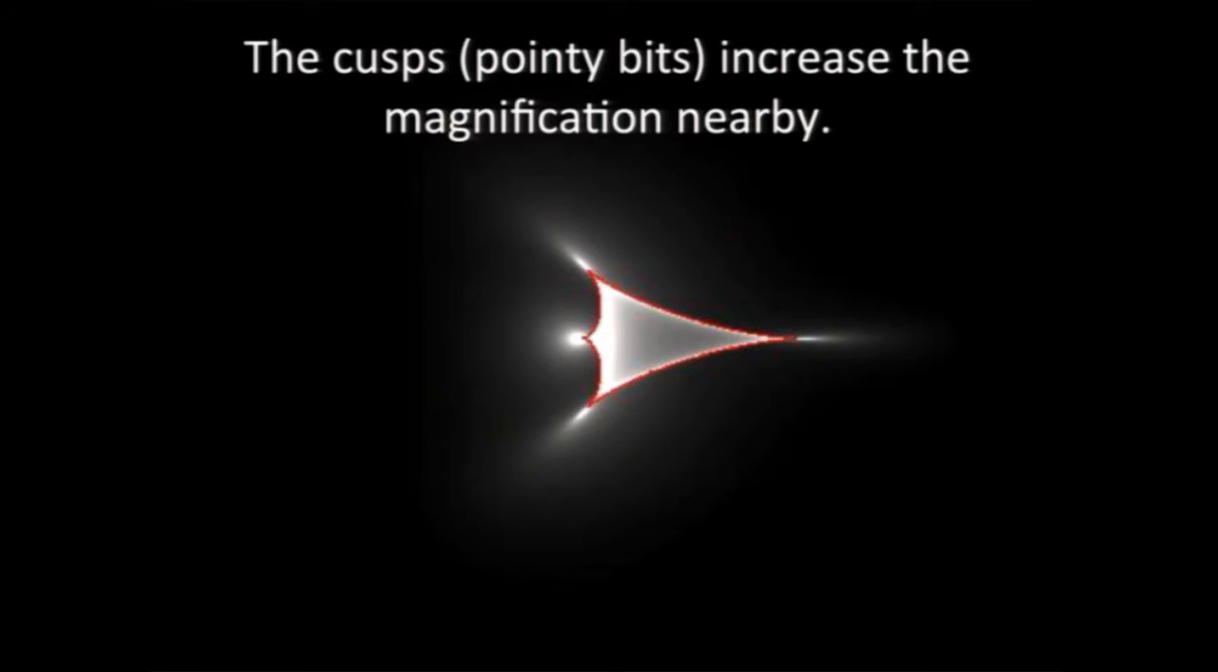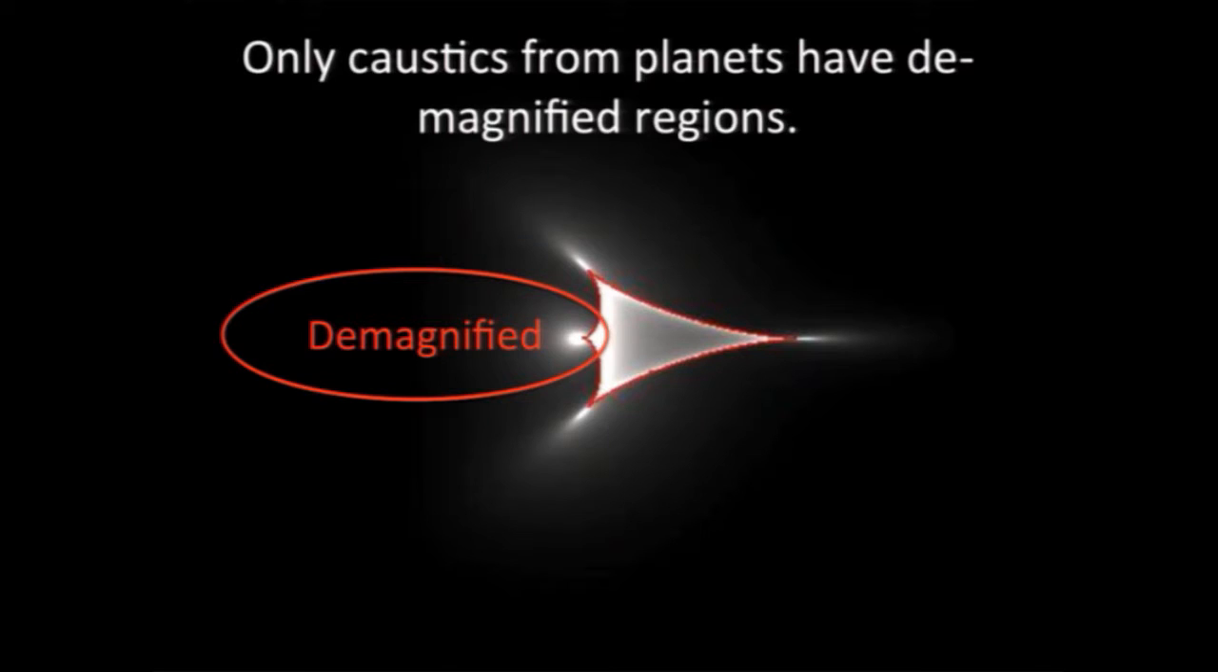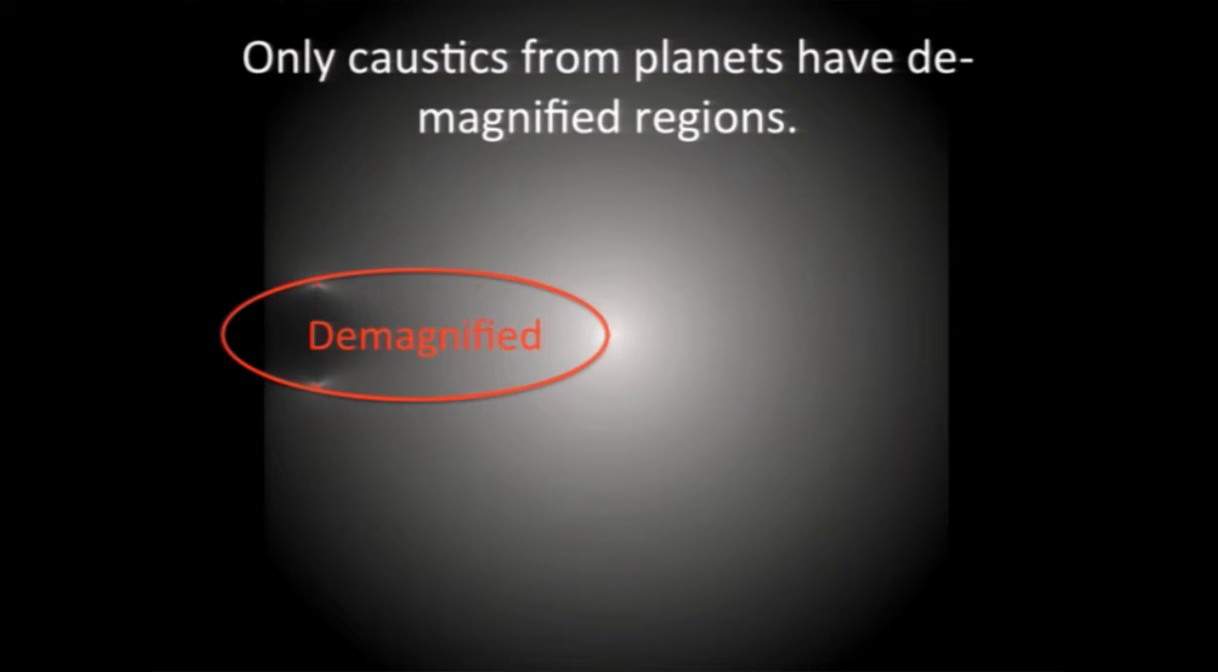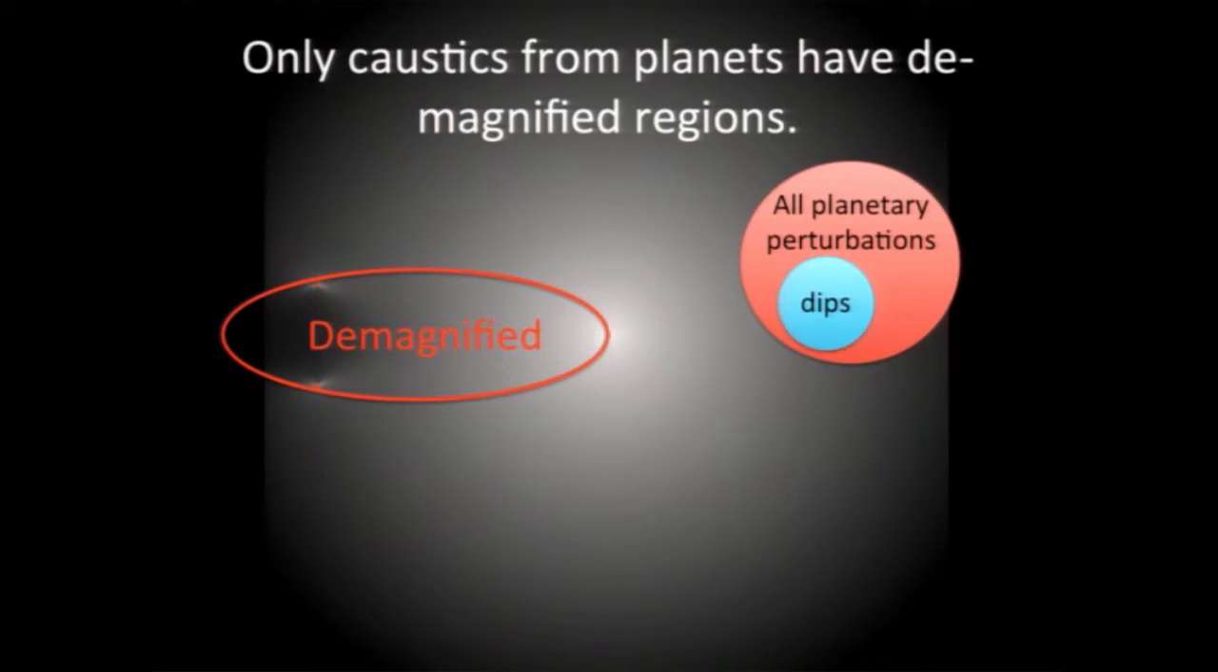And then in addition to that, on the left, there's a demagnified zone, which you can't really see on this scale, but if I zoom out to the full caustic map, again, you can see on the far left there's a darker region. And so if the source passes through that darker region, you'll get a dip in your light curve. And these dips are very characteristic of planets. So if you see a dip in your light curve, you know that it's due to the presence of a planet. But not all planets produce dips. So in the cosmic scheme of planetary perturbations, all dips are planets, but not all planets have dips.